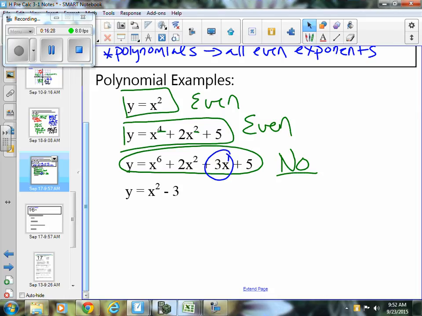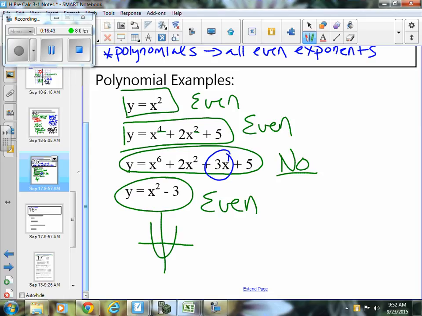Okay, graph the last one. So go ahead and pause if you need to. What does the minus 3 do to your graph? Well, it takes that parabola and shifts it down 3. But does that still have y-axis symmetry? Sure. So that is even. It has all even exponents.